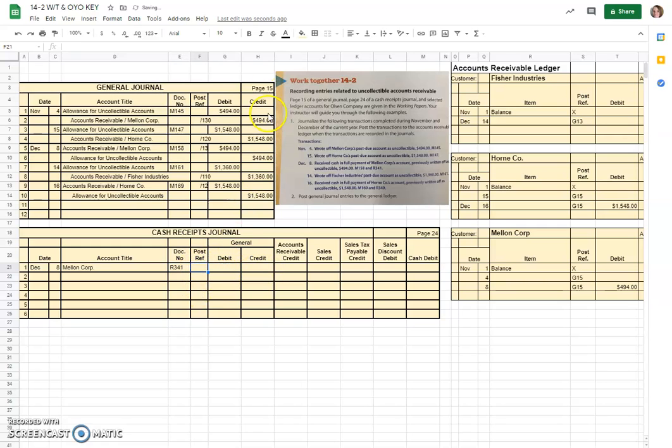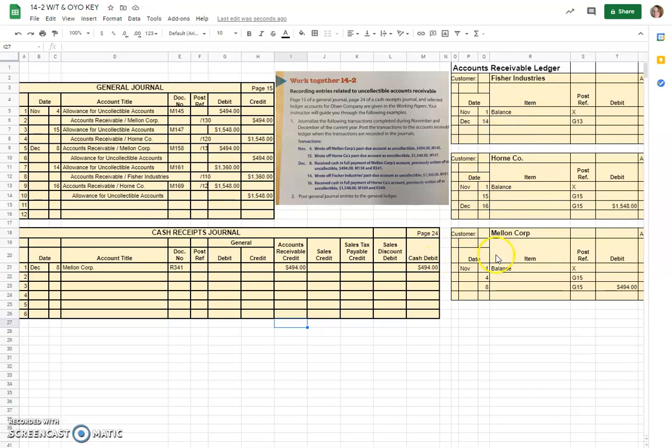And our posting reference would be not done yet. We haven't posted this yet. Sorry. And then accounts receivable will be credited for that $494. Remember we did accounts receivable Mellon Corp, $494 accounts receivable credit, and a cash debit of $494. And then we can go ahead and post this right now.